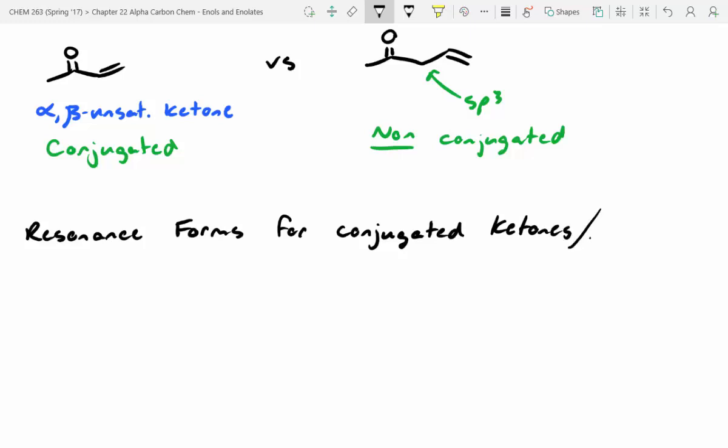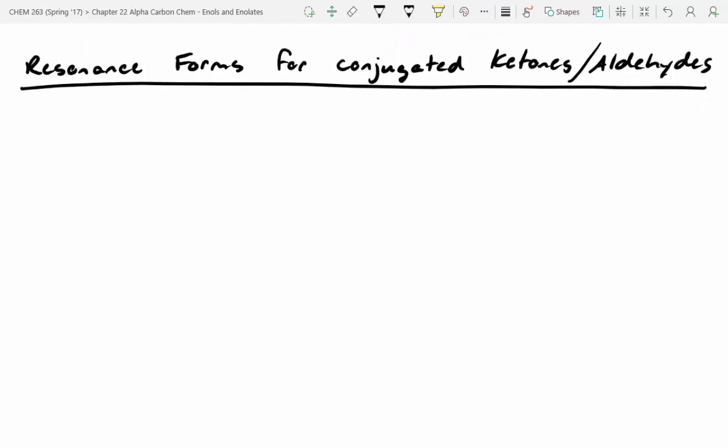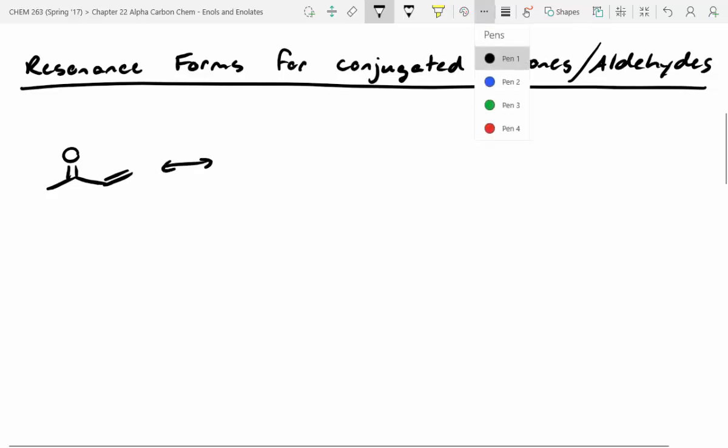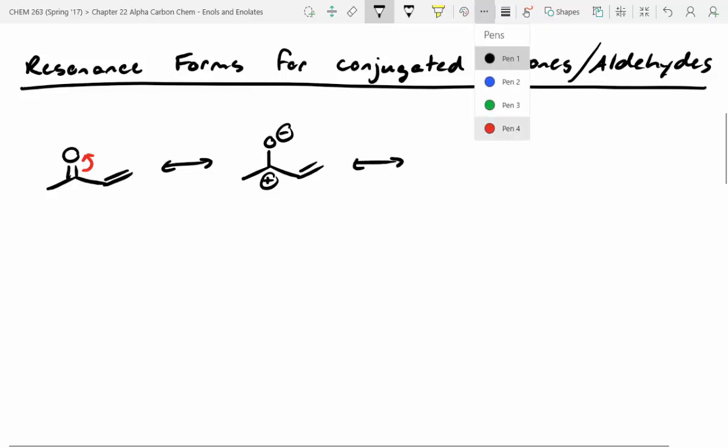So for conjugated ketones or aldehydes, let's go through and draw all the resonance structures for the simple one that I just showed you guys. So we could do one where we kick up electrons onto that oxygen. It's pretty easy. That gives us a positive charge down on that lower carbon. Then we can go ahead and say, all right, this pi bond can hop over.